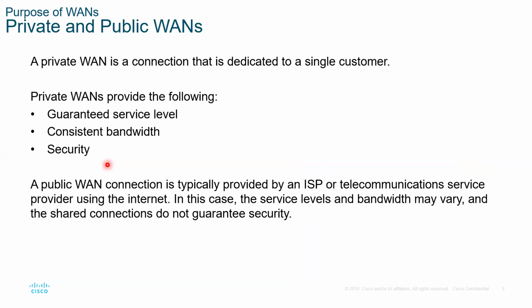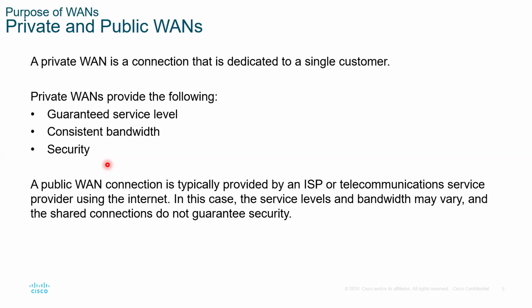A private one is a connection that is dedicated to a single customer. The example I just gave of two branches in Harare and Bulawayo, that is a private one. And it's a connection that is dedicated to a single customer. If we talk of the internet, we don't talk of single customers. That is a wide area network, but now it's public, right?